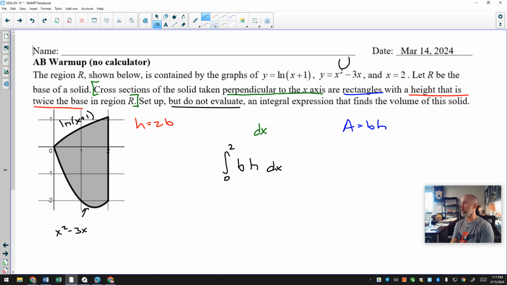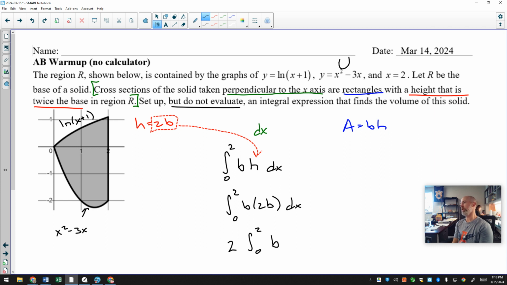Well, if I know that the height is twice the base, I can take that expression and plug it in for the height here. So now I have 0 to 2 of base times 2 base. And a lot of people left their answer in that format when they replaced the b's with the expression it's supposed to be. You can also turn that into 2b squared and pull that 2 out of the integral. Make it 2, 0 to 2 of b squared. Makes it just a little bit cleaner. Not necessary, but a little bit more convenient.